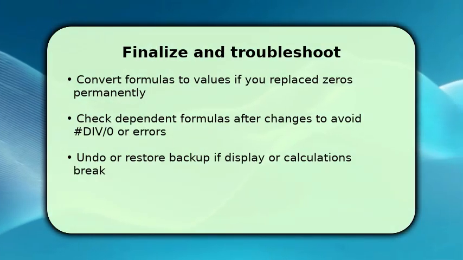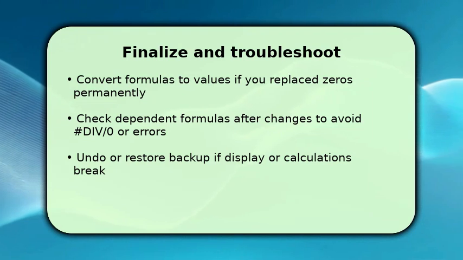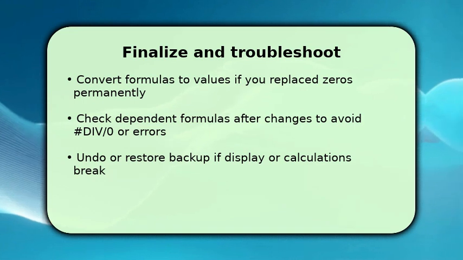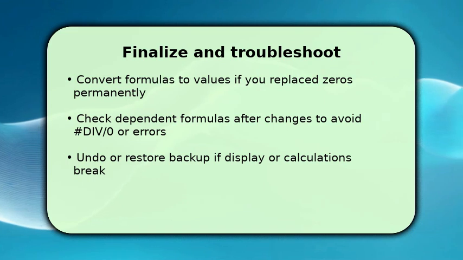Finish by converting any formula results to values when you want permanent blanks. Copy and paste special values. Make sure to recalculate or press F9 and then inspect dependent formulas because removing zeros can cause divide by zero or aggregate differences. Update formulas to handle blanks accordingly.